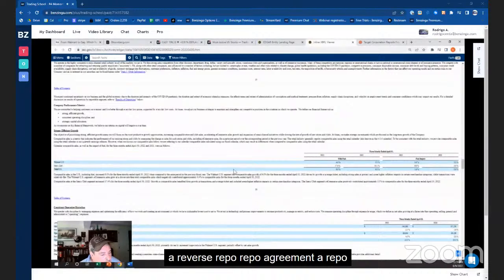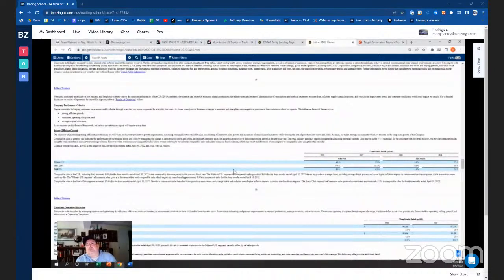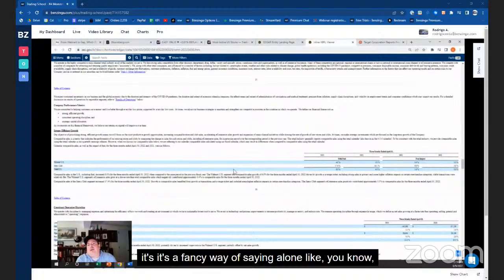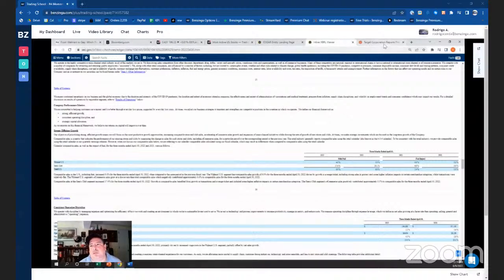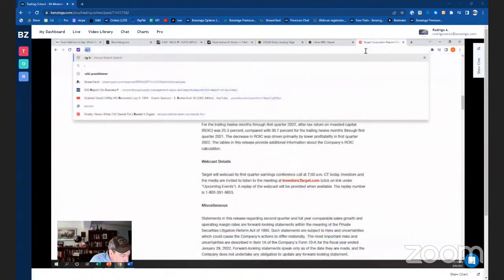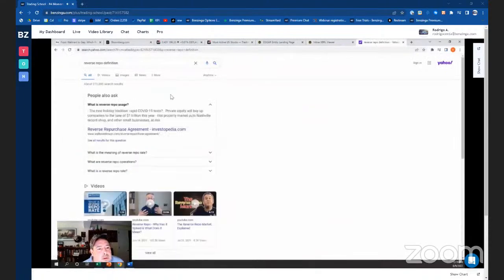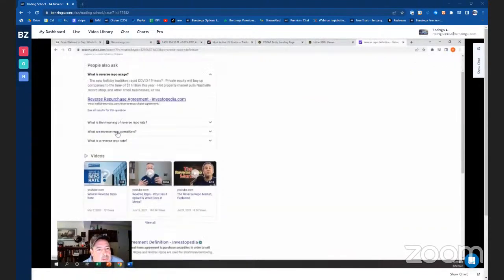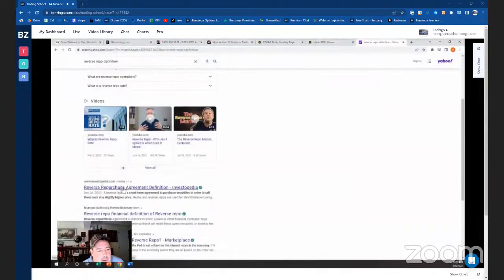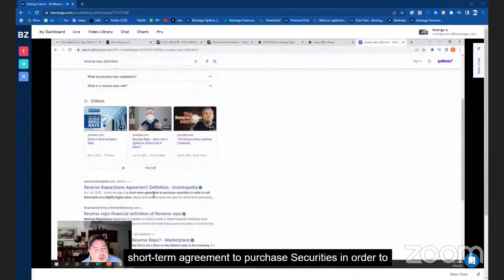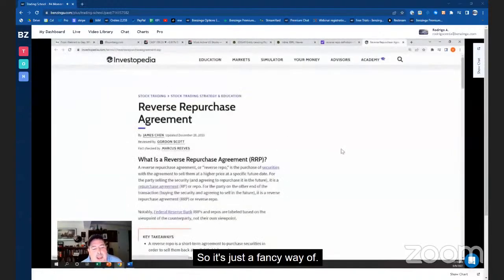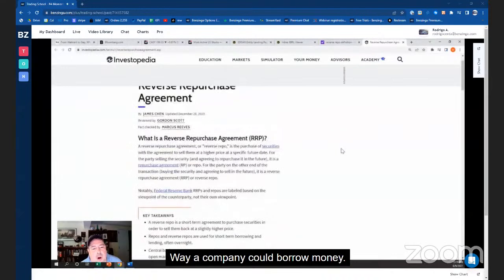A reverse repo agreement. A repo agreement is a fancy way of saying a loan. Like, we're going to give you money, but then we're going to repurchase it. Let me see if we can get a good definition. Reverse repo definition. Okay, a reverse repo is a short-term agreement to purchase securities in order to sell them back at a slightly higher price. So it's just a fancy way a company could borrow money.